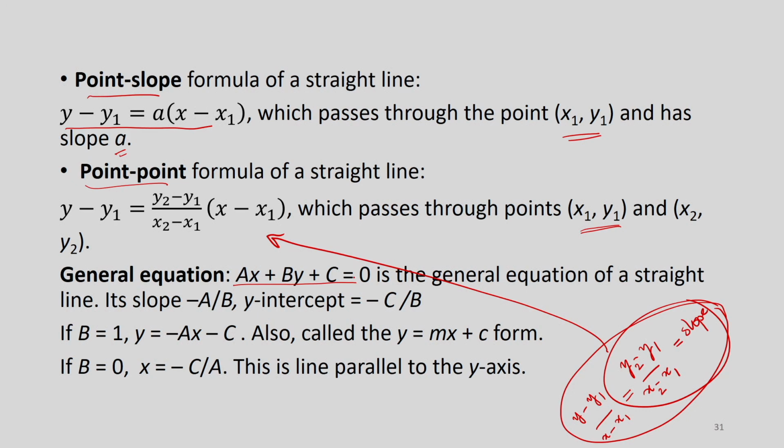Ax plus By plus C is equal to 0. This is the general equation of a straight line, and what is the slope of this straight line? It is given by minus A divided by B, and what is the y intercept? It is given by minus C divided by B.